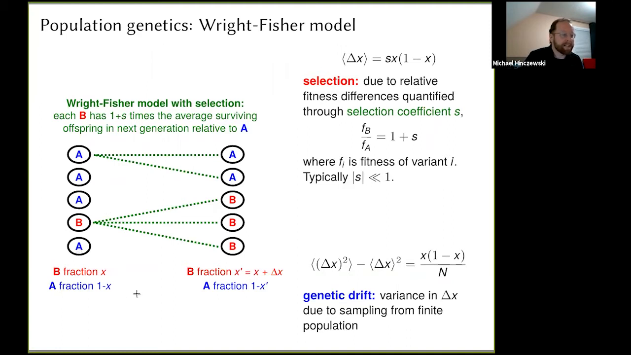a system of all A's, so our x is going to be 0, and in the absence of mutation, there's no way of getting a B in the system, and so you're not going to get any delta x once you're at x equals 0. And similarly, if you're entirely in B, so your x is equal to 1, that term will also be 0, because you won't have any benefit of selection if all your variants are exactly the same type. So that's essentially what that term captures, that x times 1 minus x.